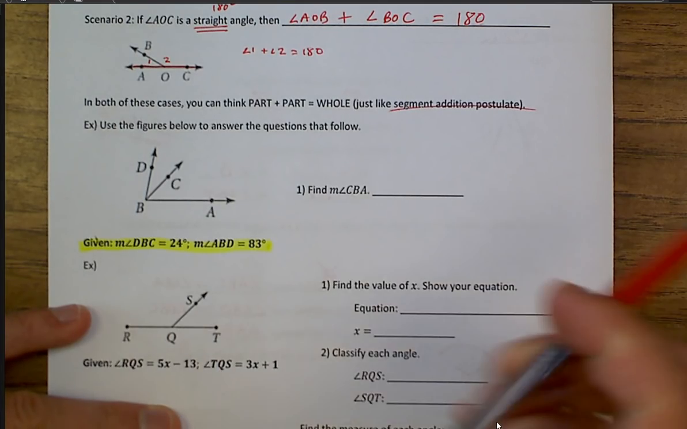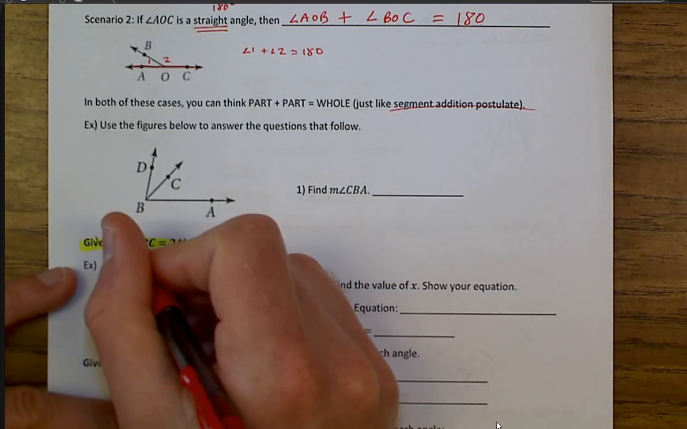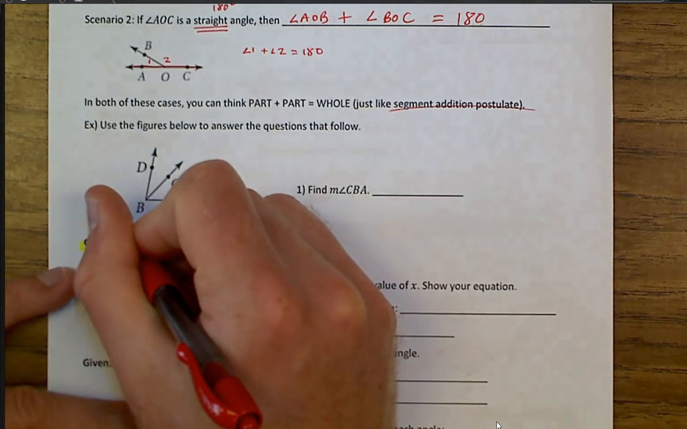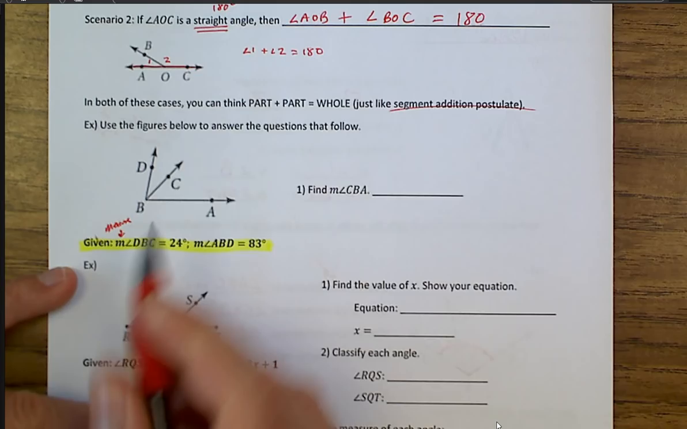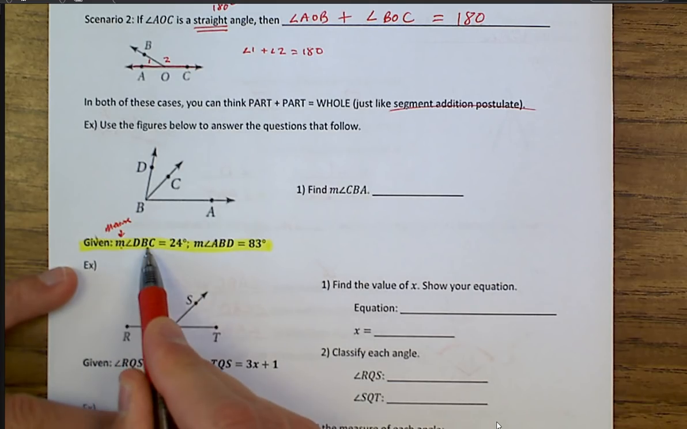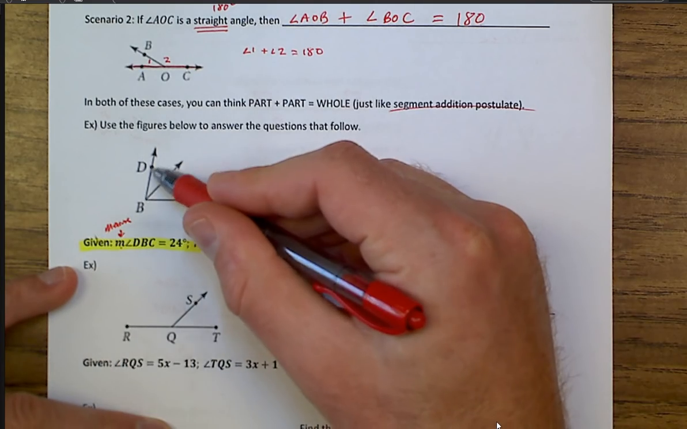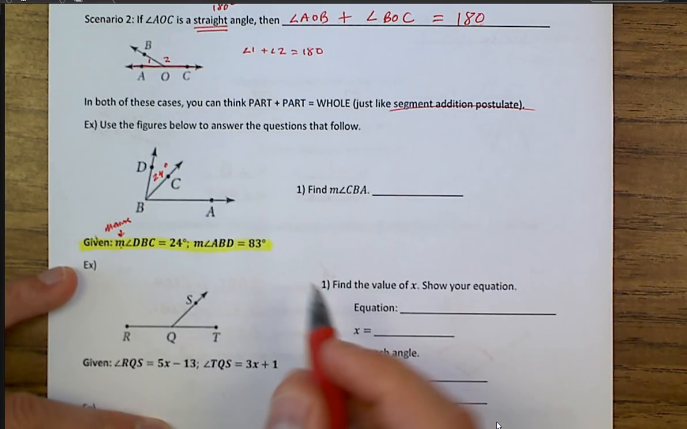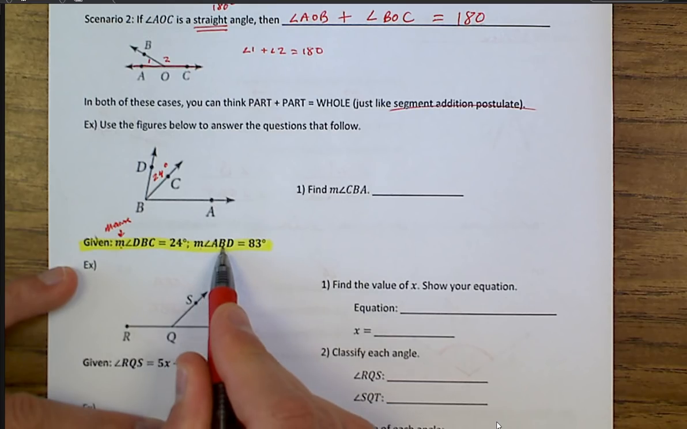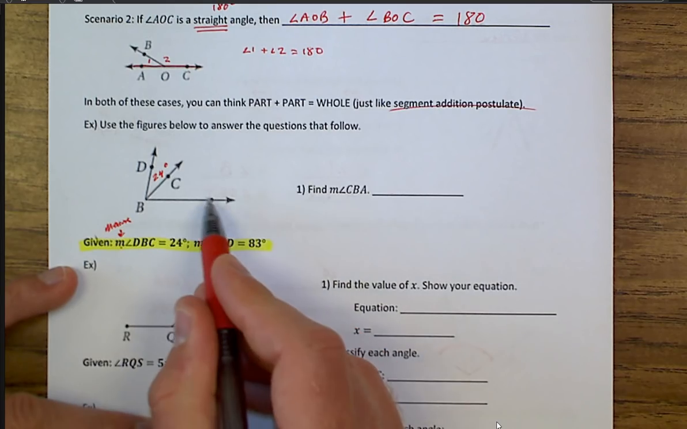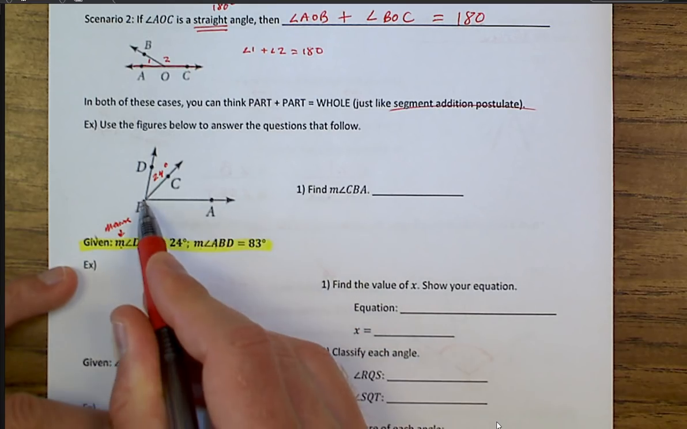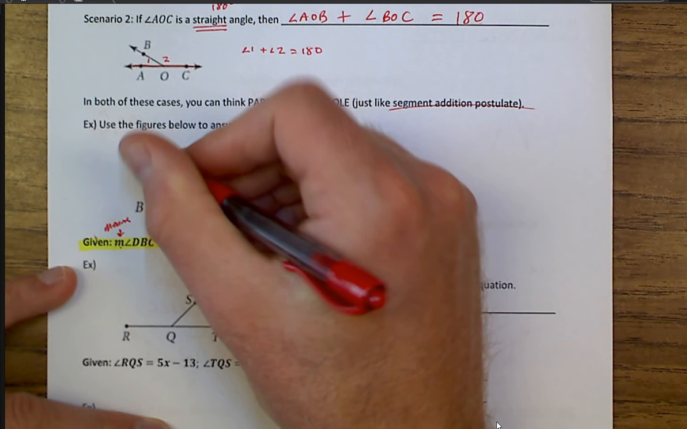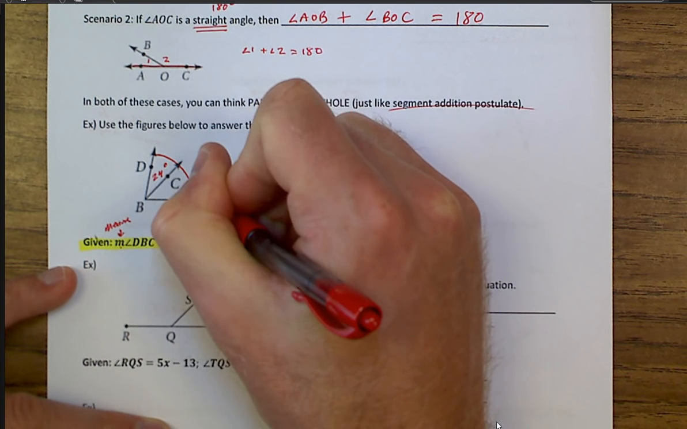It says the measure. This little m right here, by the way, stands for measure. So you interpret this as the measure of angle DBC. Now always trace it. D, go to B, and finish at C. So it's the angle in between that V. So that's 24 degrees, so I'm going to mark it. And it says the measure of ABD is 83. ABD. So this entire angle from here to here is 83 degrees.